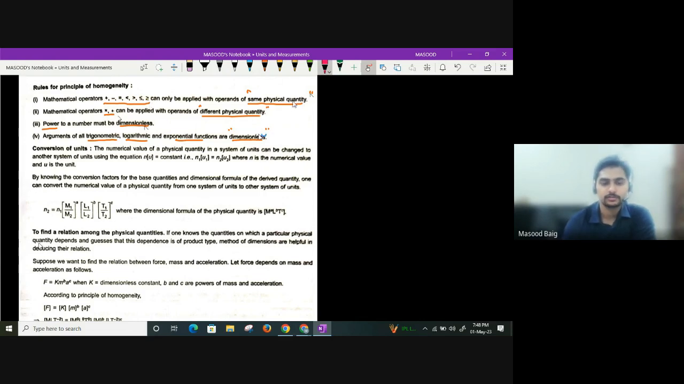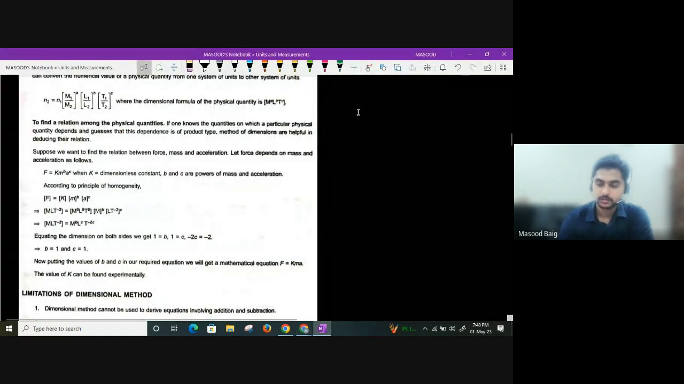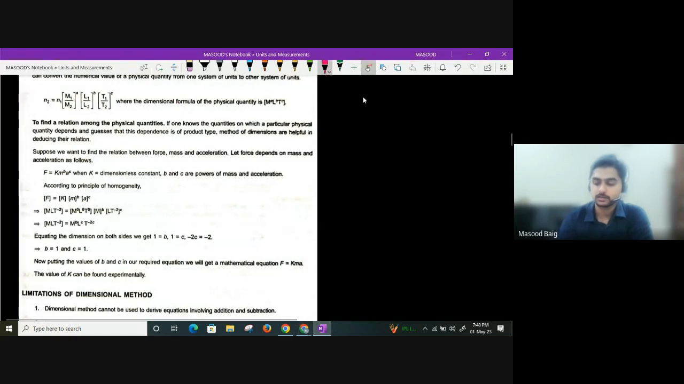Now, how to find the relation among different physical quantities? This is performed by dimension analysis. How will you do that? Suppose they are asking us to represent absolute permittivity in terms of force, in terms of charge, in terms of distance. So what are they asking us to represent? They're asking us to represent absolute permittivity in terms of force, charge, and distance.